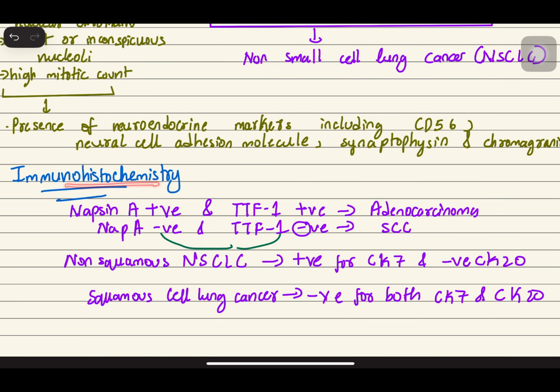Immunohistochemistry. If napsin A is positive and TTF-1, meaning thyroid transcription factor 1, if they both are positive, adenocarcinoma is likely present. If they both are negative, then squamous cell carcinoma is likely present. In non-squamous non-small cell lung cancer, they are positive for CK7, cytokeratin 7, and negative for CK20. But whereas in squamous cell lung cancer, it is negative for both CK7 and CK20.